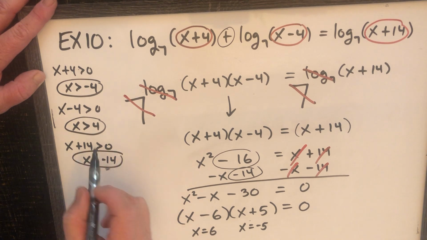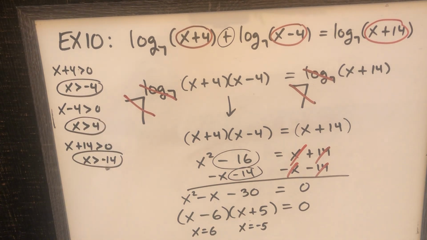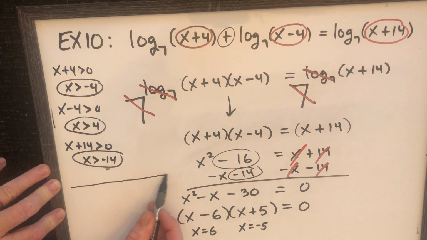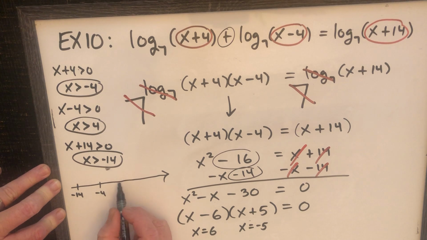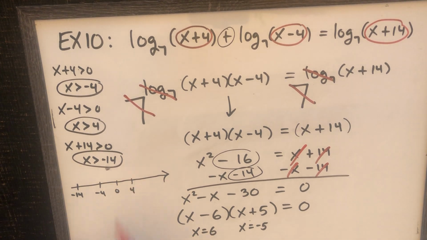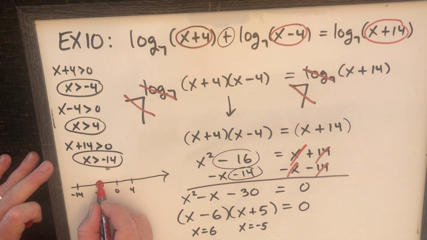All right, we need to intersect all 3 of these things at the same time. So what do we have? We got negative 14, we got negative 4, we got 0, we got 4. So we got x is greater than negative 4.